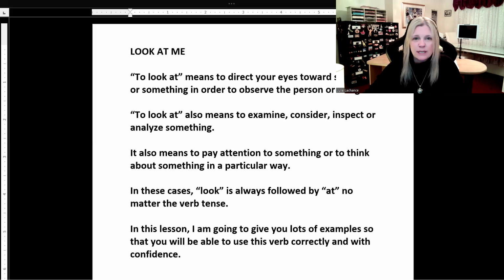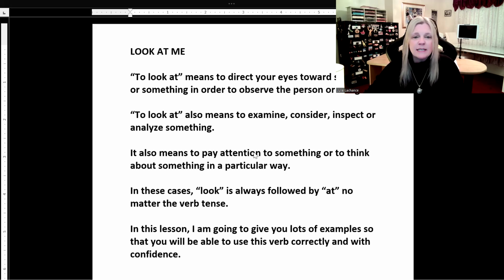I'm Julie, as you already know, and tonight in this lesson, we're going to be working on a little lesson, but a very important lesson as well. We're going to be looking at "look at."